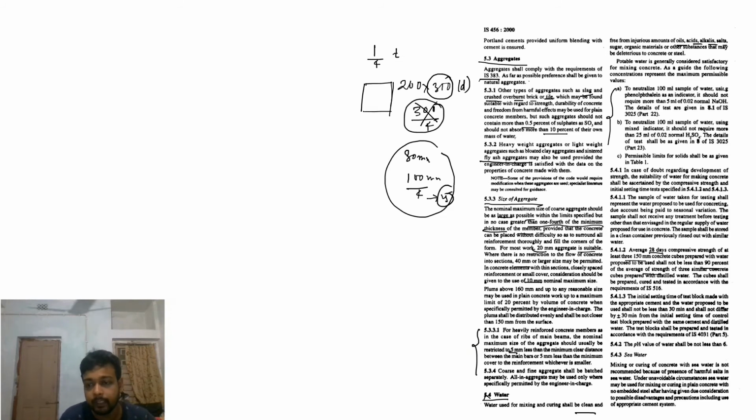The initial setting time of the test block made with the appropriate cement and water proposed to be used should not be less than 30 minutes. That is also important. And the final setting time should be 10 hours. The pH value shall not be less than 6.